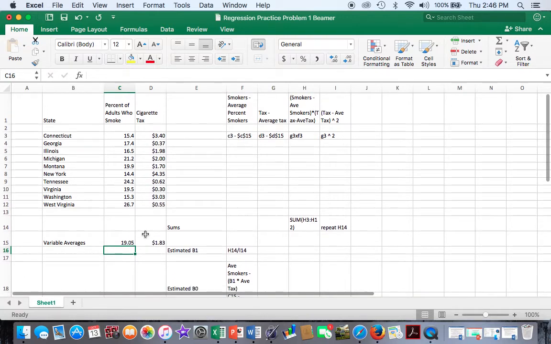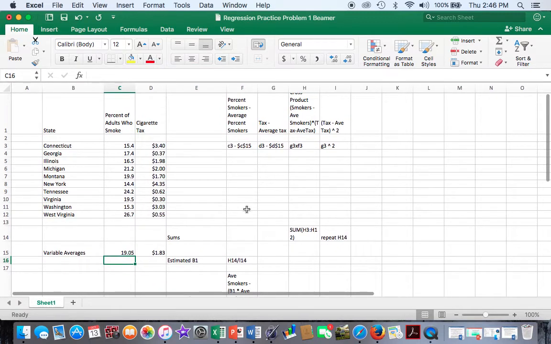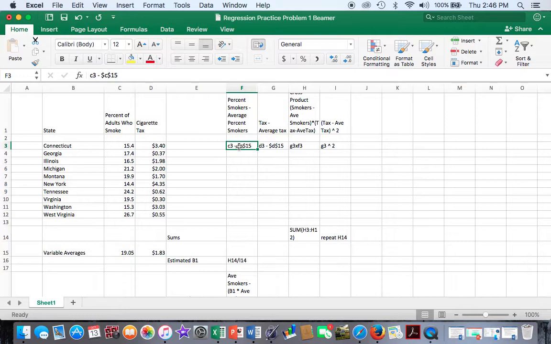Now we need to move to the regression equation, which requires several components. First of all, we need the difference between the cigarette tax in each state and the average. So this requires us to say equals, and I'm going to put a dollar sign so that it's always the cigarette tax. Actually, I'm sorry, I just misspoke. The cigarette tax is actually in the next column over, so let's go ahead and do that. I think I've got a few too many things going on here. Okay, let's start with this.